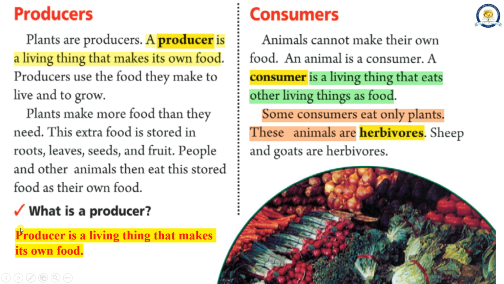What is a producer? A producer is a living thing that makes its own food.